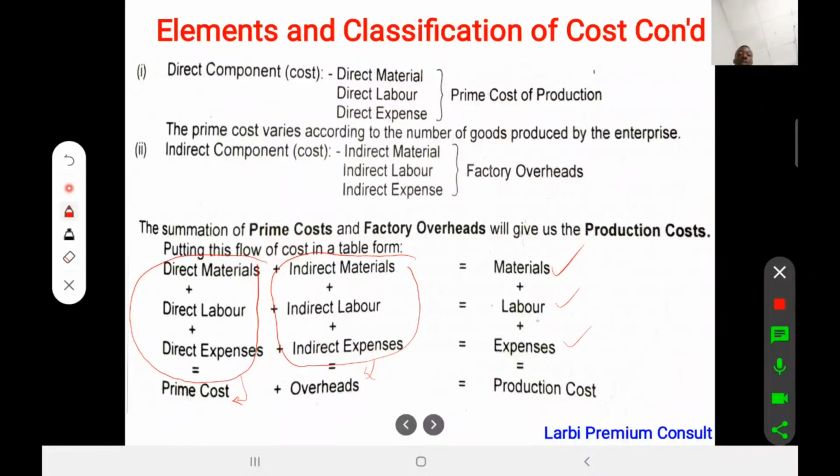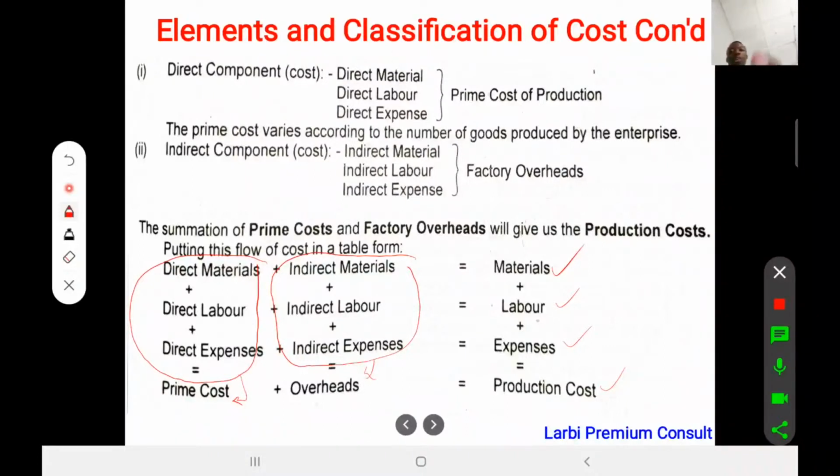So here you see we classify those that are direct under one category, and we classify those that are indirect as one category called the overheads. And when you add up the overheads to the prime cost, you get your production cost, and that is what we need to know when it comes to a manufacturing organization. We don't deal with any cost anyhow. We must look out for where the cost is coming from, which sector incurs it, and the nature of that cost, and then we can deal with it. So let's take note of that.